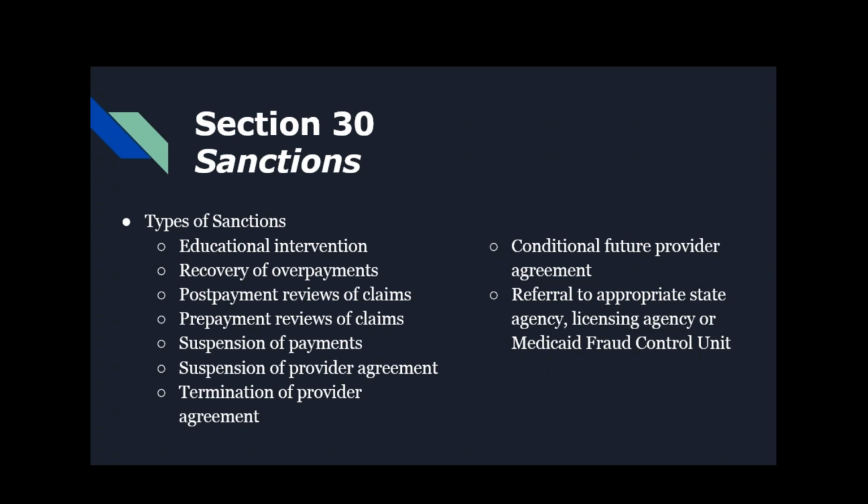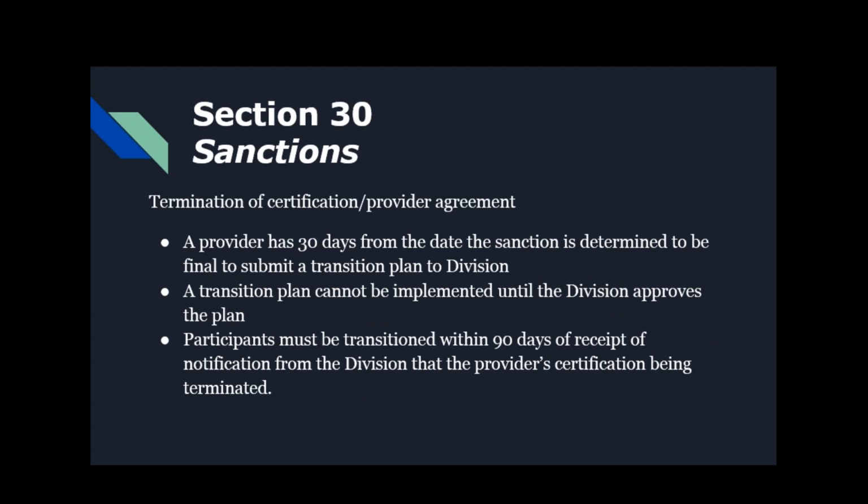Conditional future provider agreement: conditions must be met in order to provide services. This is discussed with the program integrity unit. A referral to the appropriate state agency. This could be a licensing board, medical review board, Medicaid program integrity, or Medicaid fraud control unit. Continuing on with Section 30 sanctions. Termination of certification or provider agreement.